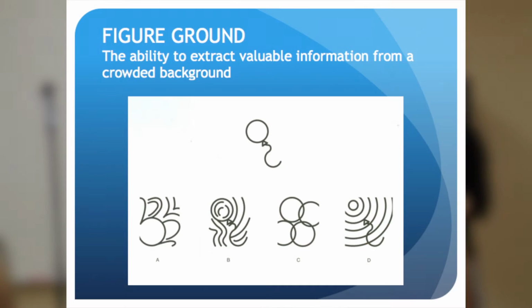The next slide we're going to talk about is figure ground. And the thing about figure ground is, this is one of those things that really relates to reading as well. So this is basically, you have a crowded environment, what's the important thing in there? So you can see here, there's the balloon. Which one of those pictures has the balloon in it? It gets much harder when there's a lot more crowding going on.